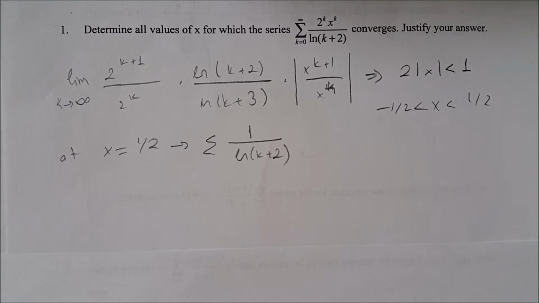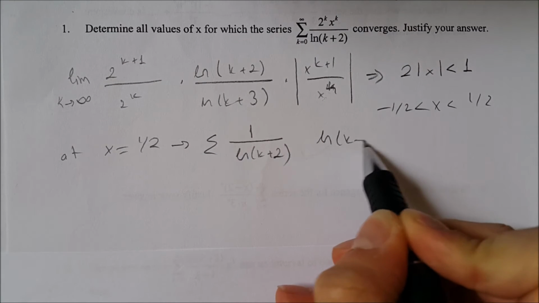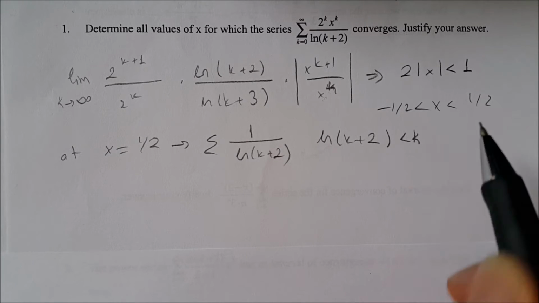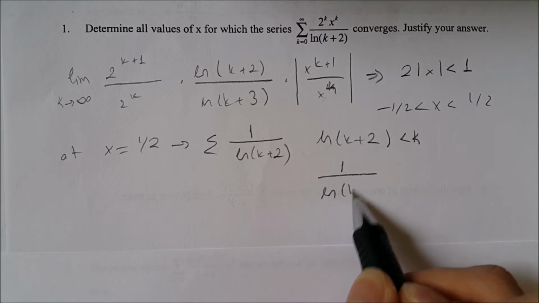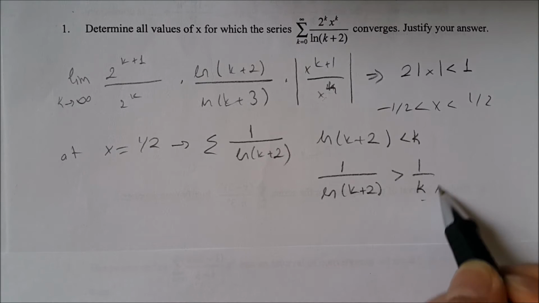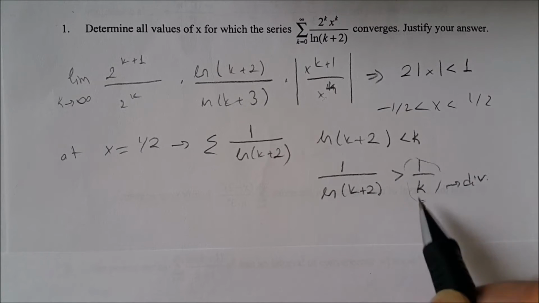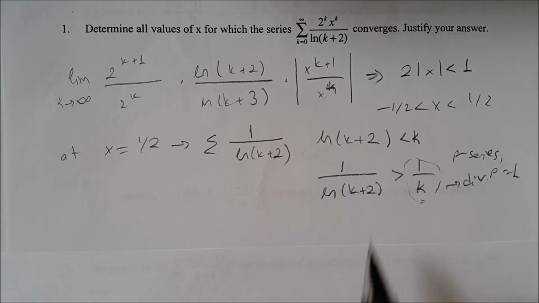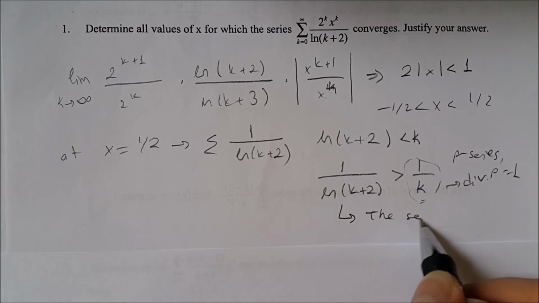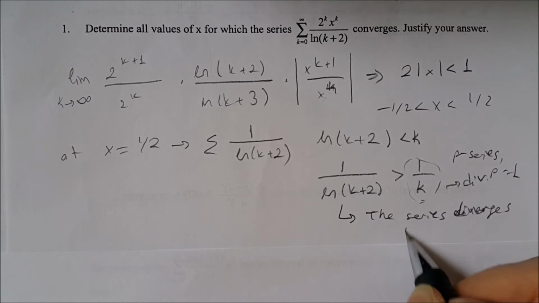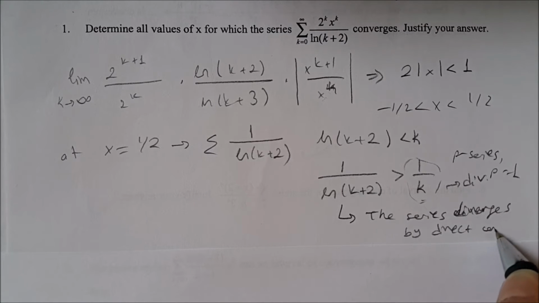So this one diverges if you use the method of direct comparison. ln k plus 2 is always smaller than k. So 1 over ln k plus 2 will be bigger than 1 over k. Since 1 over k diverges, and it's a p series where p equals 1, then the series that we are asked to determine its convergence diverges by direct comparison.